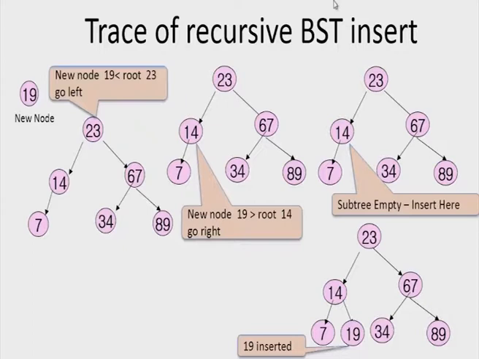So, this is the case if it is empty. So, first what you do? You start with the root, go to the left subtree because 19 is less than 23, then you come to 14, you find that 19 is greater than 14. So, now you know that you have to search in the right subtree of 14, you find that it is empty. So, you have reached the parent, which is 14. Now, you have to attach the new node as a right child to 14. So, that is what you have done here.